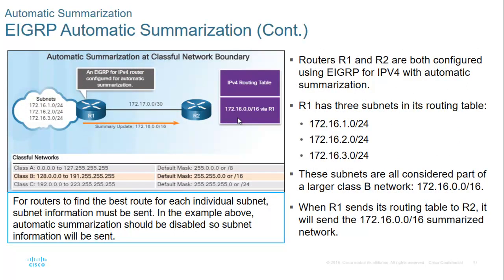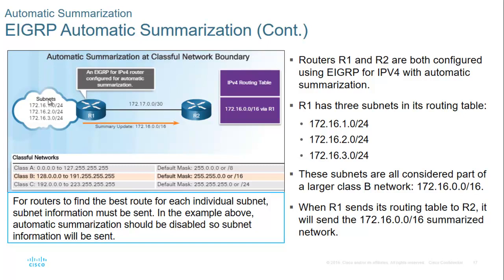So routers R1 and R2 are both configured using EIGRP for IP version 4 with automatic summarization. So R1 has 3 subnets in the routing table. These subnets are all considered part of a larger class B network. If you're not sure how to determine class A, class B, class C, please refer back to the subnetting exercise that I've given you previously.